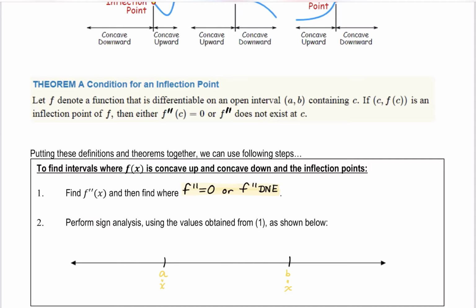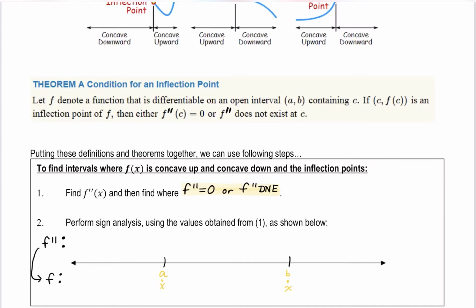Okay, so what are we going to do? Well, we're going to do something really similar to what we did before. The difference is, and this is where I think the labeling is really important, we're going to be subbing into the second derivative, and then we're still going to be making conclusions about the original function.